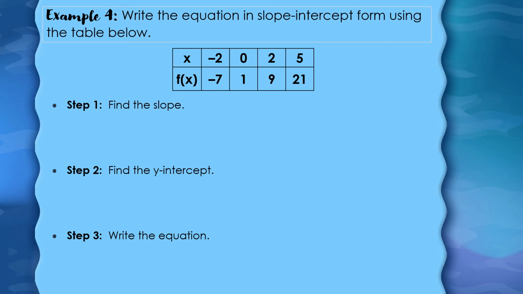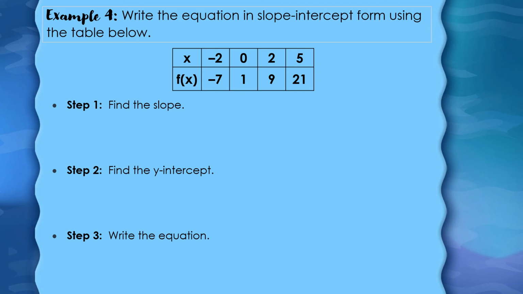So our last example is very similar to example 3. We're going to utilize the same steps. First find the slope, then find the y-intercept. Once you have those two pieces of information, you can write the equation. Okay? Now, this table, don't let that confuse you.